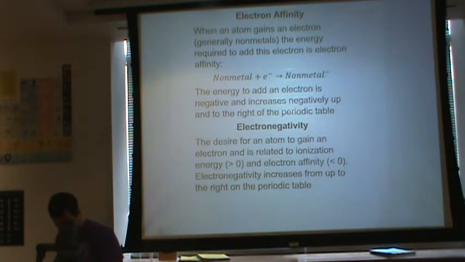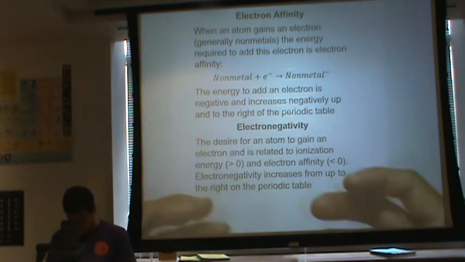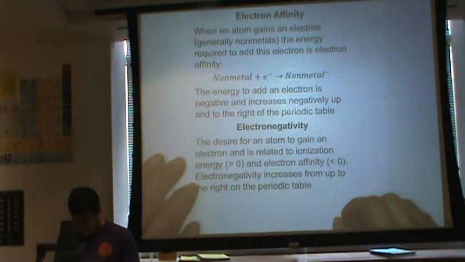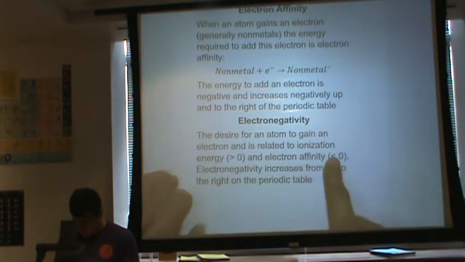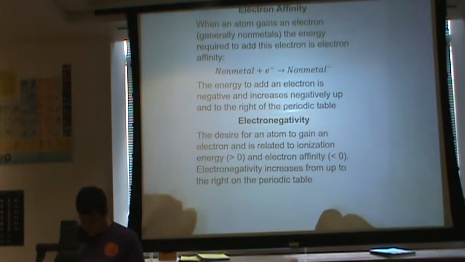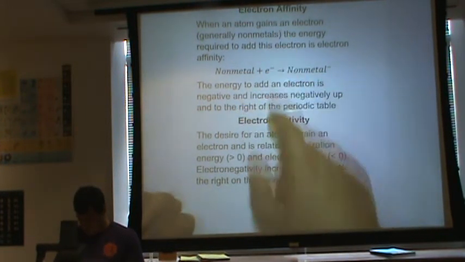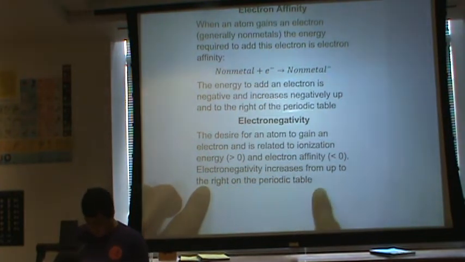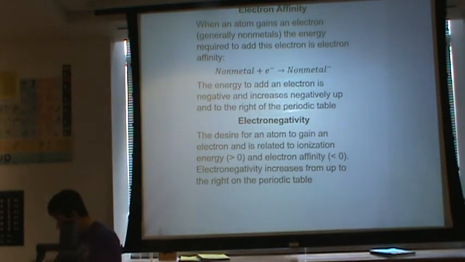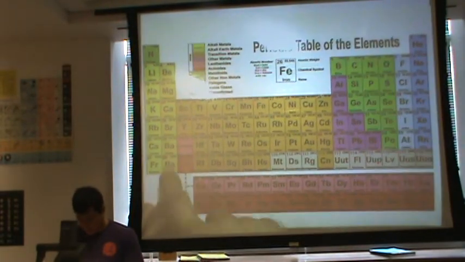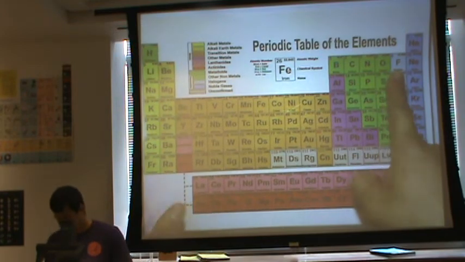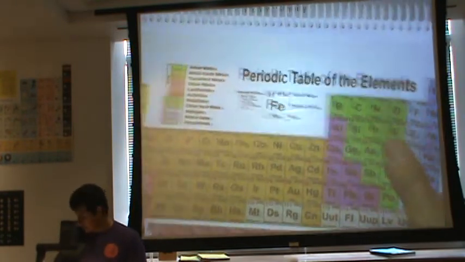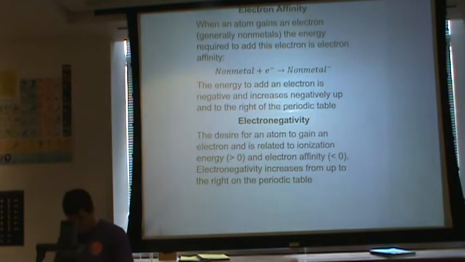This is in conjunction with electronegativity, which is the desire for an atom to gain an electron and is related to the ionization energy, which is greater than 0, and electron affinity, which we just said is less than 0. Electronegativity also, along with electron affinity, increases from the bottom left up to the top right of the periodic table. So electron affinity and electronegativity increase as we go from here all the way to here. Fluorine being the most electronegative element in the entire periodic table. That's it. That is all of it.